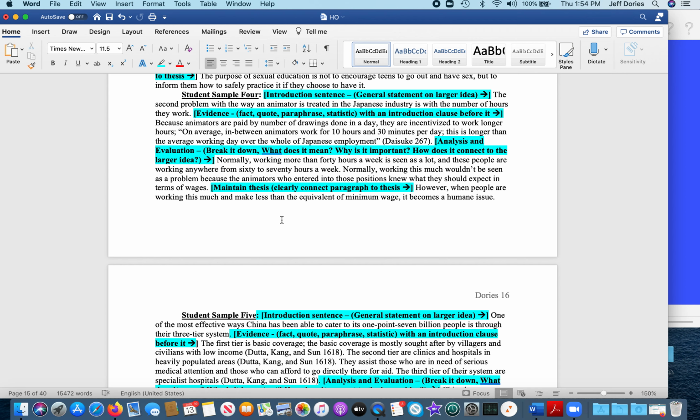So that maintaining thesis sentence works. I think you can tell what their thesis is, right? That basically argues that this type of work is inhumane. But I would argue that the analysis is a little bit ineffective here because it doesn't state it declaratively enough, right?